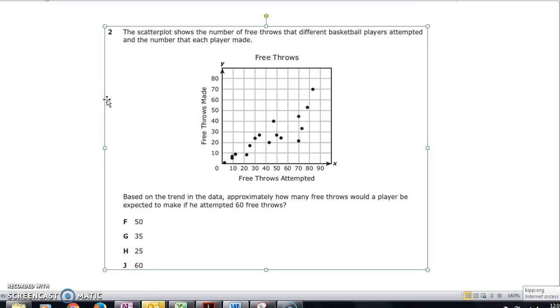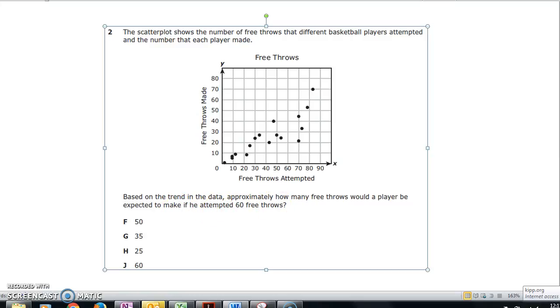All right, number 2. The scatter plot shows the number of free throws that different basketball players attempted and the number that each player made. So on the x-axis, we have the number of free throws they attempted. And then on the y-axis, out of those free throws, how many free throws were made. Based on the trend in the data, approximately how many free throws would a player be expected to make if he attempted 60 free throws?